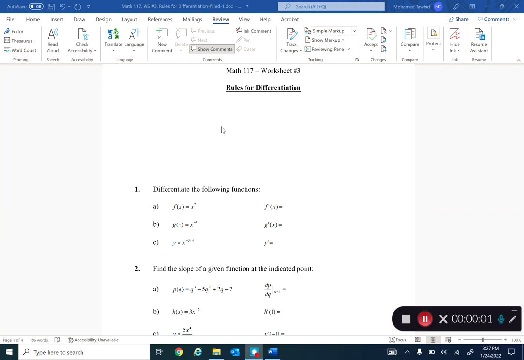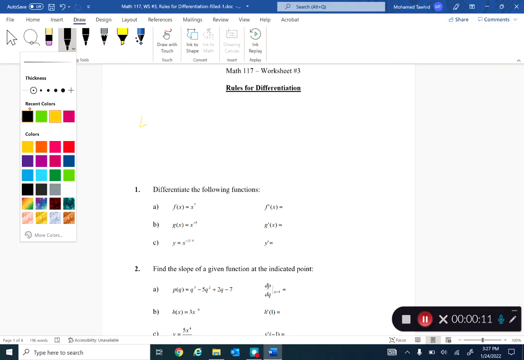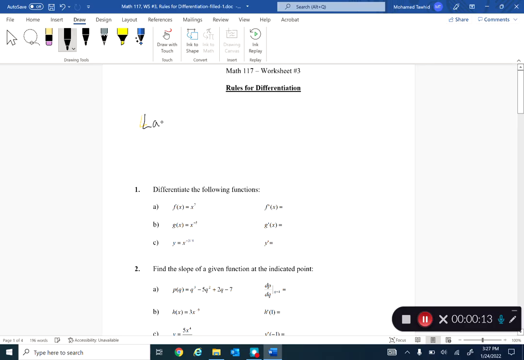Hi everyone. Today we are going to give you some rules for differentiation. Let me summarize what I gave you last time. Last time I gave you the limit definition of the derivative: f prime of a is the limit as h goes to 0 of f of a plus h minus f of a, over h.